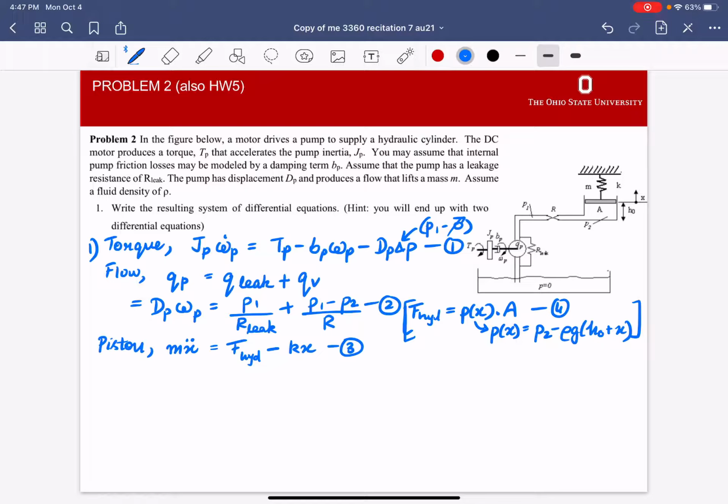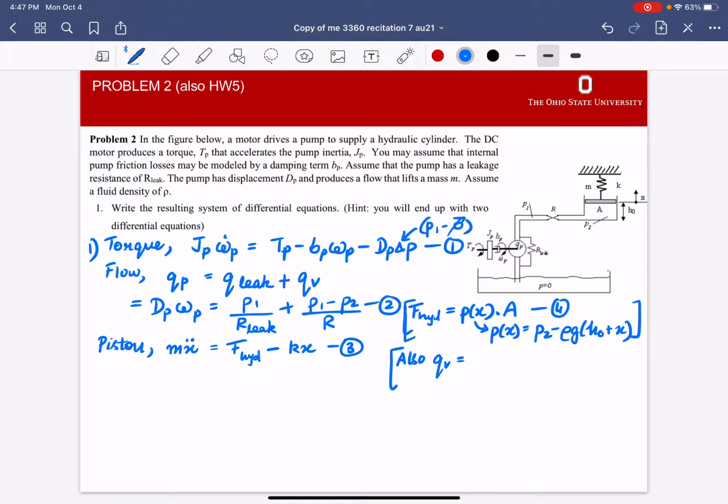All right. So now let's look at another kind of expression that will come in handy to reduce the first three equations into just two equations. So Qv, as I discussed earlier, is (P1 minus P2) divided by R. So that's one way of writing it.